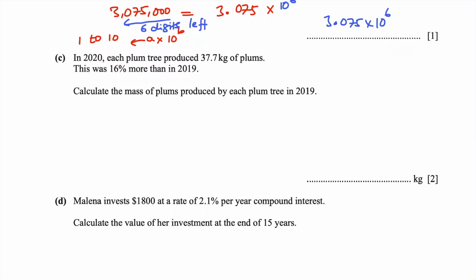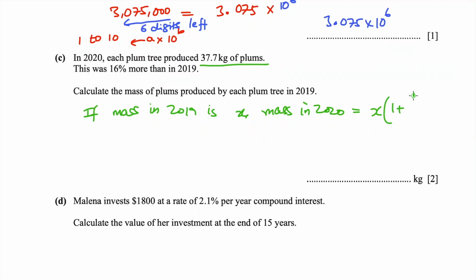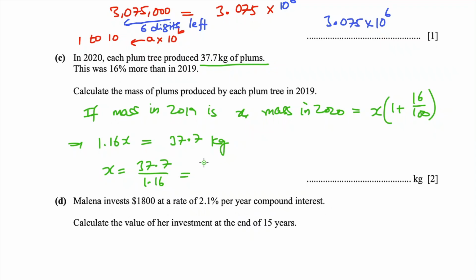Now C part. Each plum tree produced 37.7 kg of plums in 2020. This was 16% more than in 2019. So if the mass in 2019 is X, then the mass in 2020 is equal to X into 1 plus 16 by 100, because it is 16% more. That implies 1.16X is equal to 37.7 kg. So X is equal to 37.7 by 1.16, which is nothing but 32.5 kg.